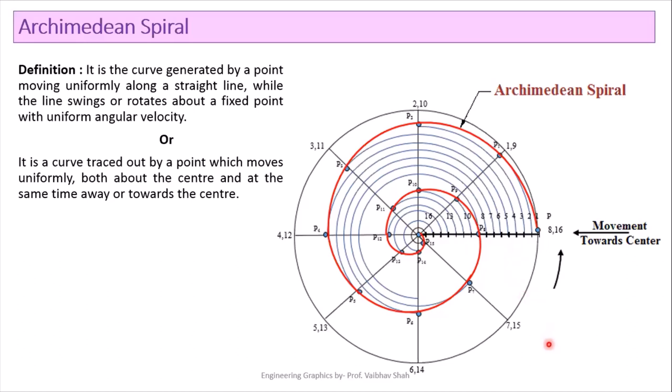So it is very easy. Whenever your point revolves around a fixed point and faces two motions, linear as well as rotational, we will have this Archimedean spiral.